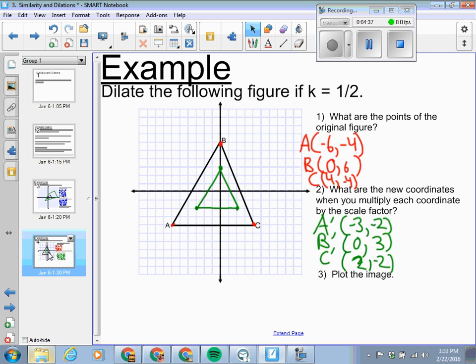That is our dilation lesson, folks. Enjoy.